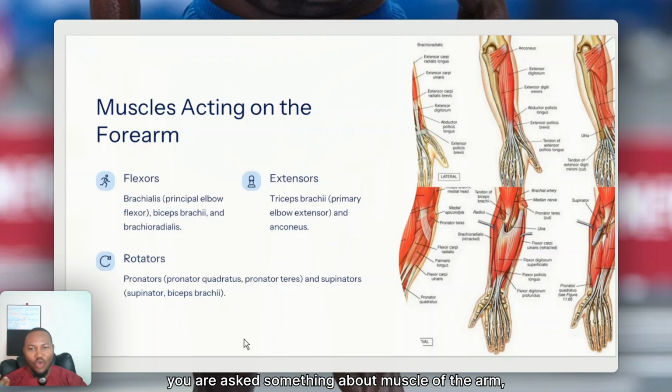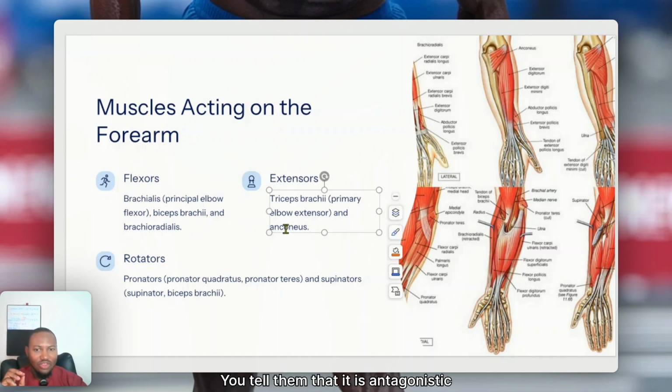If, for example, you are asked something about muscles of the arm, maybe relationship, for example, they tell you this is extensor group, this is flexor group, right? Now, this extensor group is extending, flexor group is flexing, meaning that anything here opposes this. That's what relationship? Antagonistic relationship. So if, for example, they pick the triceps, and which one should I pick now? The biceps brachii. You tell them that it is antagonistic.